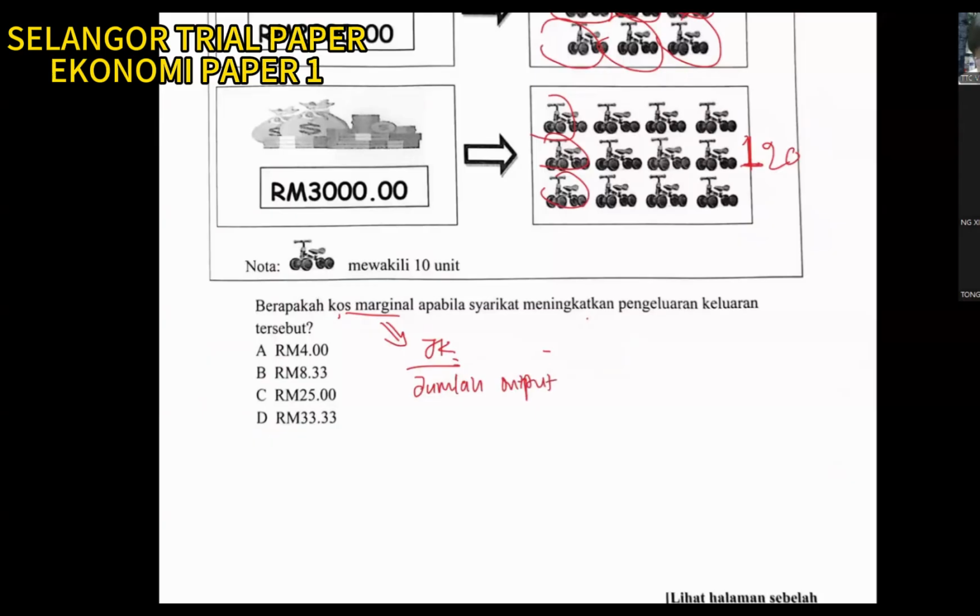Sorry, brain malfunction already. So what is that again? 1,000 divided by 30 equals 33.33. Okay, my bad. My brain. So, next. Okay, next, yeah.